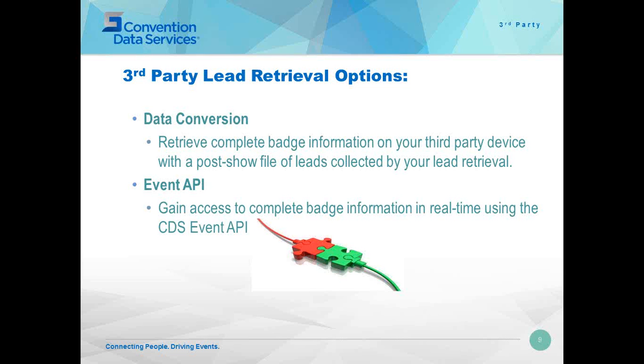So for those of you exhibitors that want to use your own lead retrieval option, maybe you purchase one or you rent one, or you rent one through a third-party lead retrieval company, we have what we call third-party lead retrieval options. The two options are data conversion and Event API. Data conversion is where it's a fee we charge, and what we would do is we would ask you for your list in an Excel format with badge ID numbers, first name, last name, company name, event ID, all the information that you can capture in the QR code.